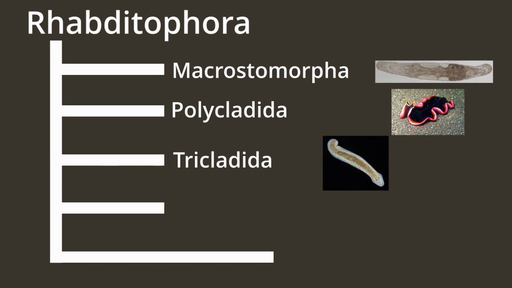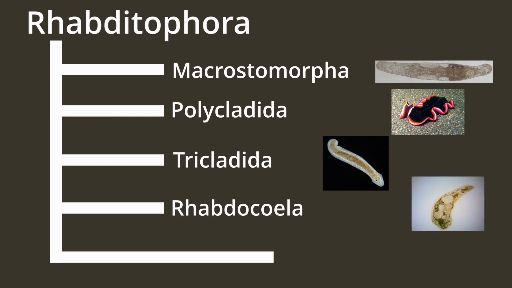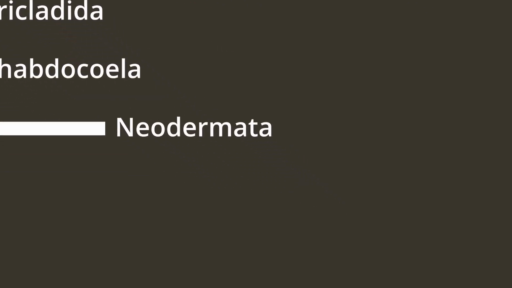Tricladida, the classic planarians, freshwater worms famous for their regeneration abilities. Rhabdocoela, small worms with simple tube-like guts that live amongst sand grains. And finally, the Neodermata, the fully parasitic flatworms. This is what we're gonna focus on.